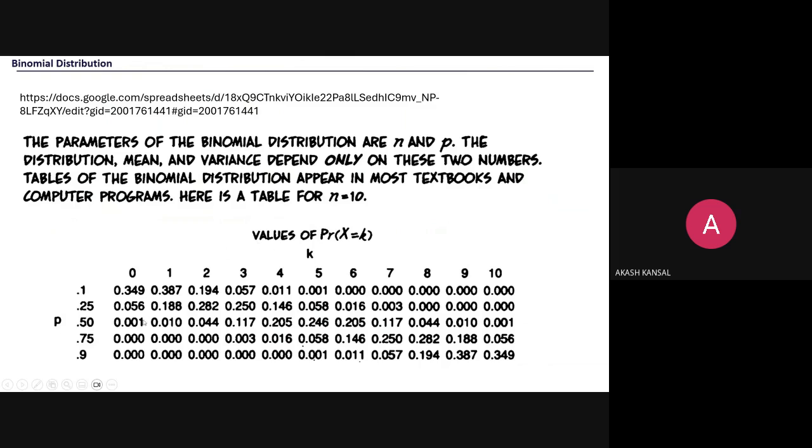Okay, so we have already discussed the graph. Let's move on.